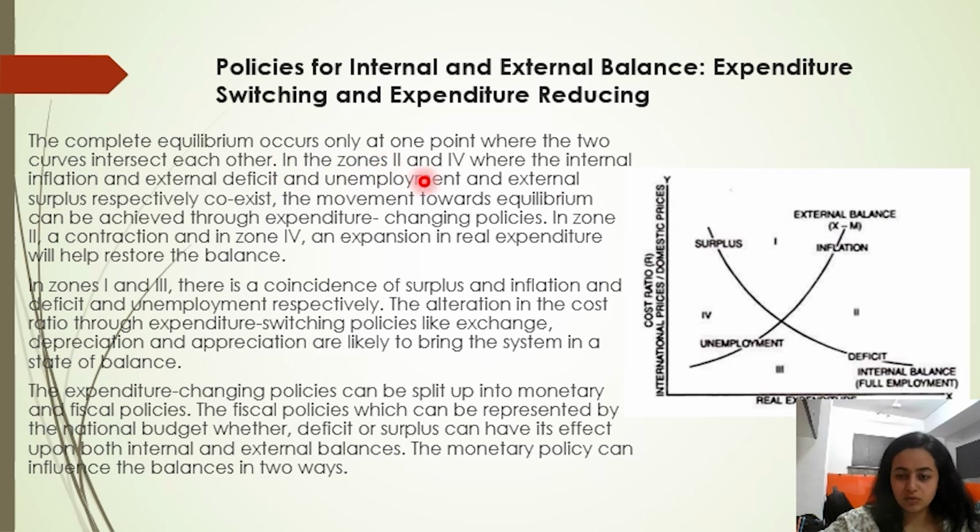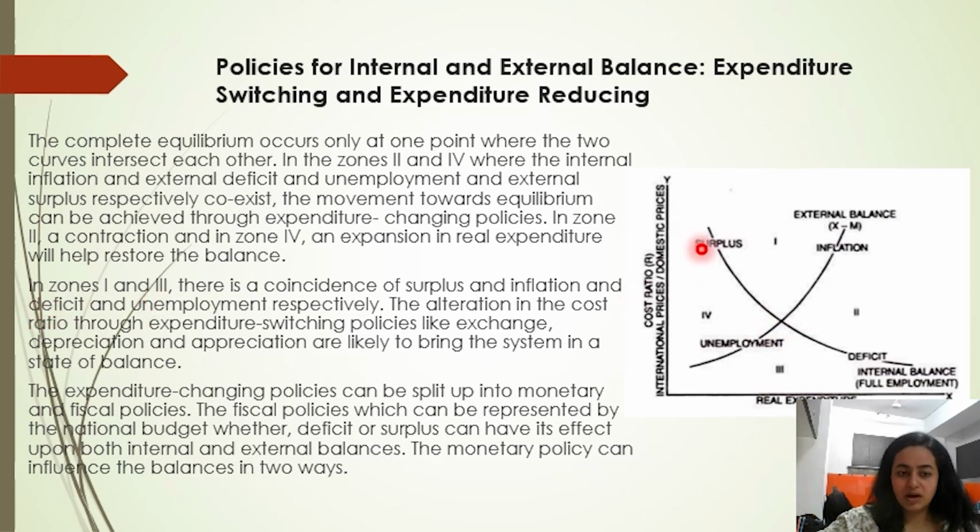In zones 2 and 4, where internal inflation and external deficit, and unemployment and external surplus respectively coexist, the movement towards equilibrium can be achieved through expenditure changing policies. So in these two cases, when we are to move towards the equilibrium, we will use expenditure changing policies. In zone 2, a contraction, and in zone 4, an expansion in real expenditure will help to restore the balance. If we contract here and we expand there, we will come to the balance.